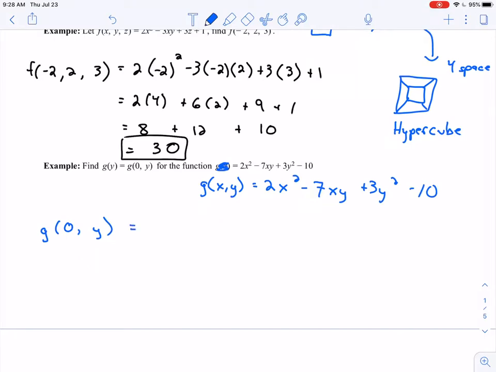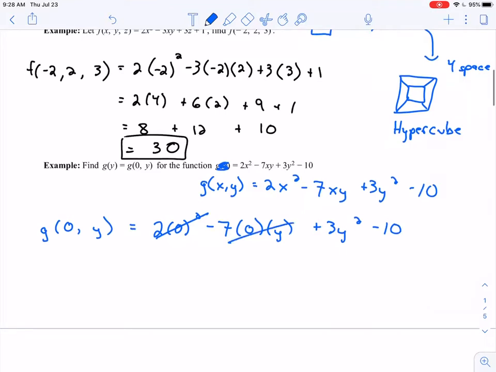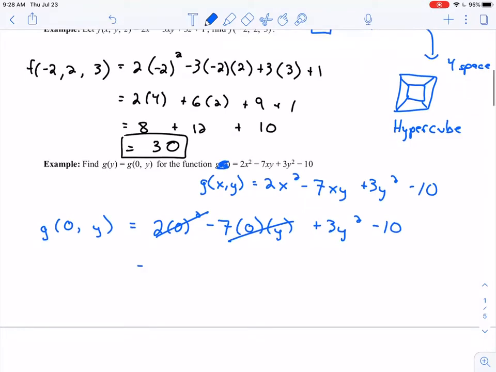I'm not going to change that y value in any way. So I'm going to say 2 times 0 squared minus 7 times x is 0 times y, I'm just going to leave that as y, plus 3y squared minus 10. So in this case, 2 times 0 squared, this would be 0. Negative 7 times 0 times y, that's going to be 0. I should just be left with 3y squared minus 10.